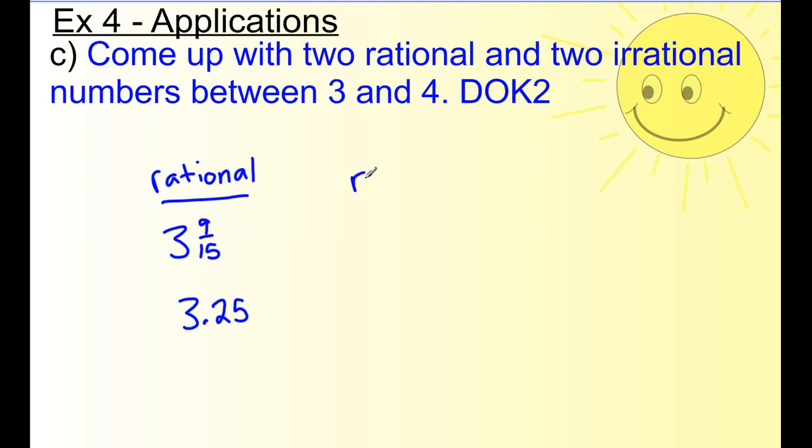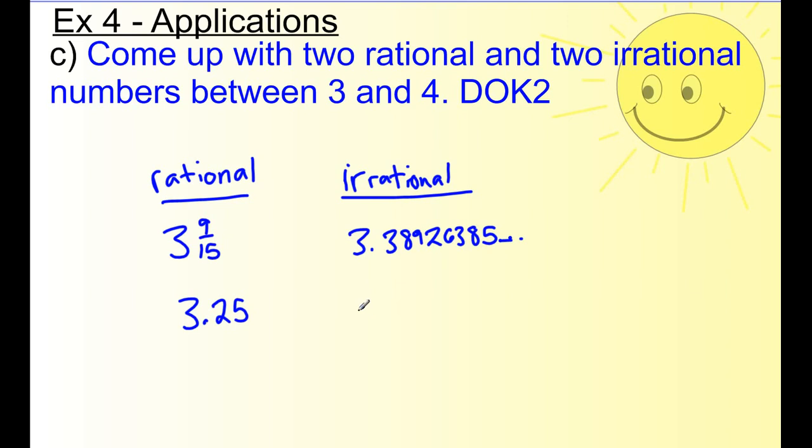For irrational, I came up with numbers like 3 point, and then you just make up some stuff. 3, 8, 2, 9, 9, 2, 6, 3, 8, 5, and so on. So that, as far as I can tell, doesn't stop, doesn't repeat. It's irrational.